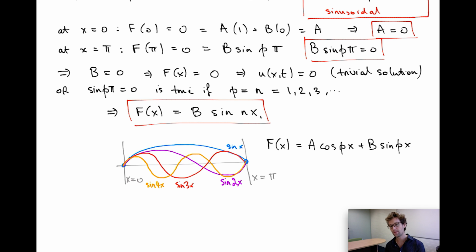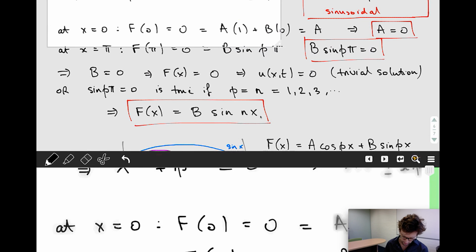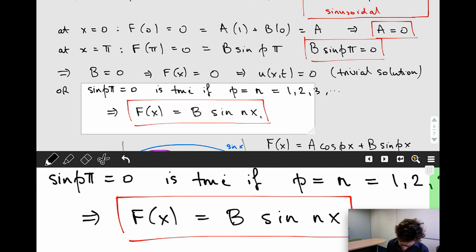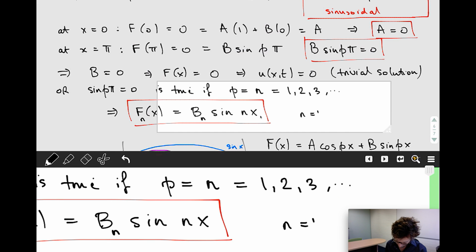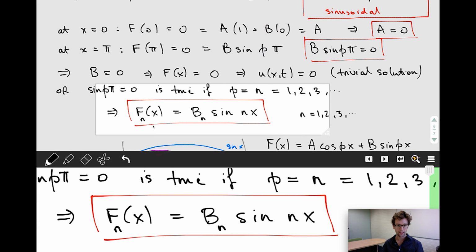So in fact what I've done is I found infinitely many solutions. A solution for every one of the counting numbers, n equals 1, n equals 2, n equals 3. So what I'm going to do is indicate that by putting a little subscript n here beside my f and my b. And the reason I'm doing that is because this solution is for n is equal to whatever, 1. And so I'm going to have a different form of my solution, f n, and I'm going to have a different constant multiplying it in front, b n.